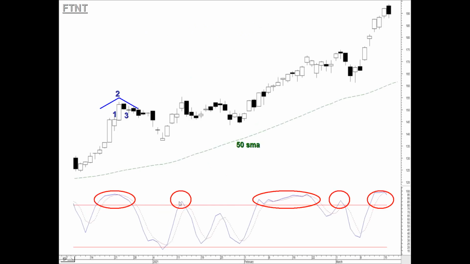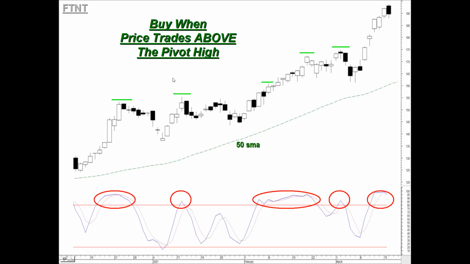So as we look, we place these green horizontal bars all at the point where these 3-bar pivot highs were made. Now, obviously, there were some others made, like one was made right here, but it wasn't in the overbought area. We're only concerned with the so-called overbought areas, which takes us to the next step. We're going to buy when price trades above these pivot highs, okay? Doesn't have to close above, just has to trade there.